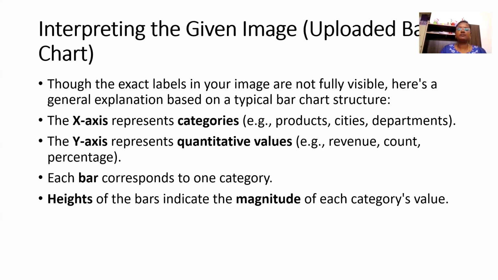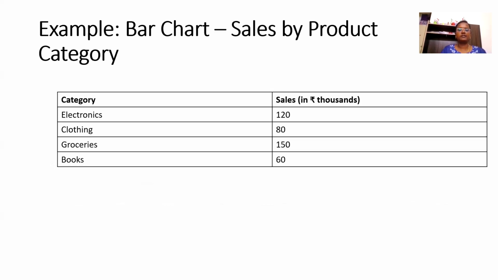So the main purpose of a bar chart is interpreting the given image. For example, though the exact labels in your image are not fully visible, we can see the x-axis represents the category and the y-axis represents the quantitative value. Each bar represents one category. Here the example is sales by product category.